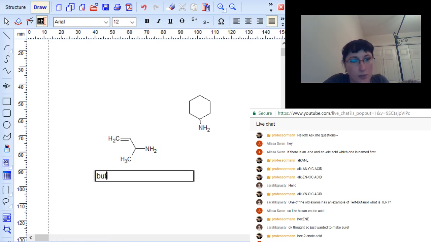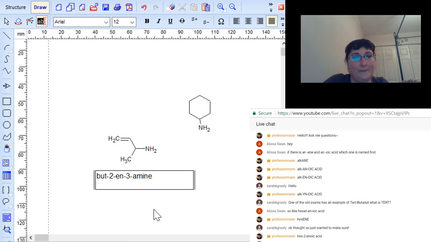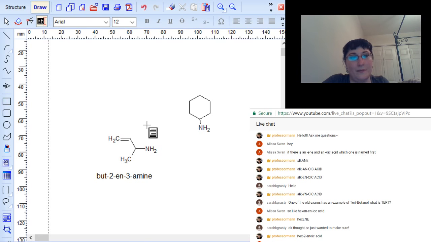Parent chain is butane, but-2-enamine. Where's the amine? Was the amine at carbon 1, carbon 2, carbon 3? There you go. You got it.